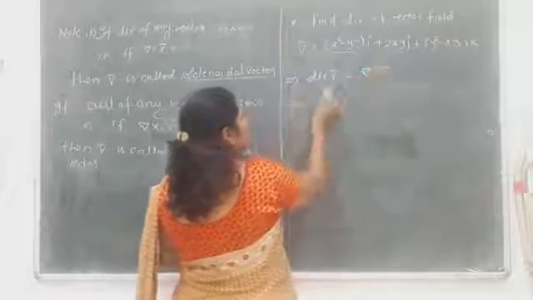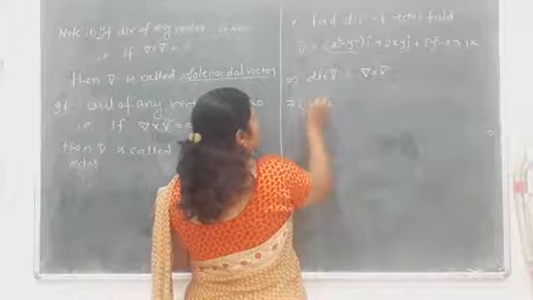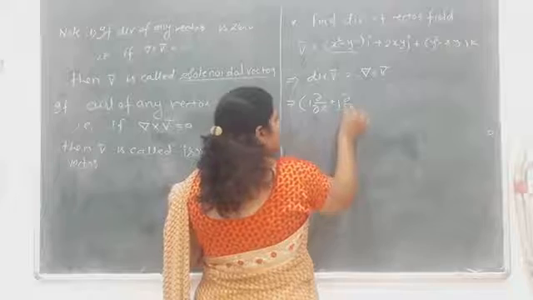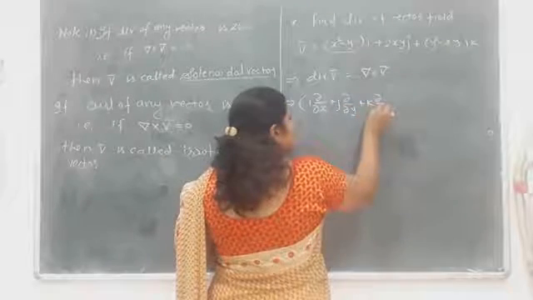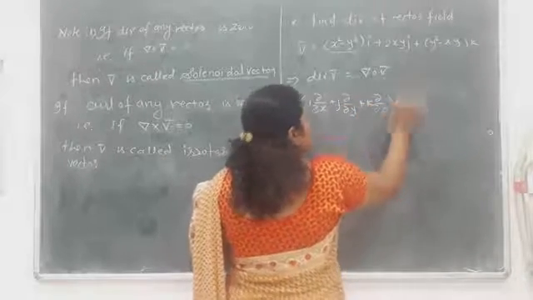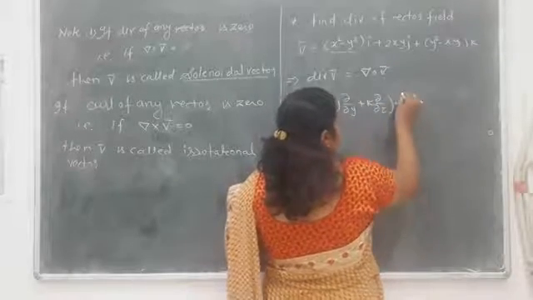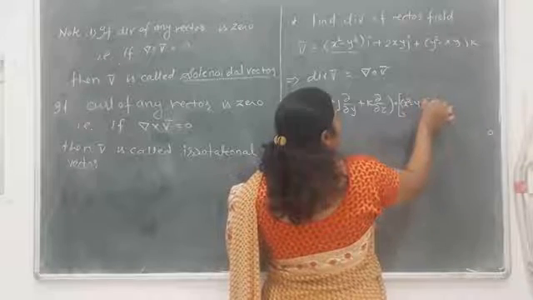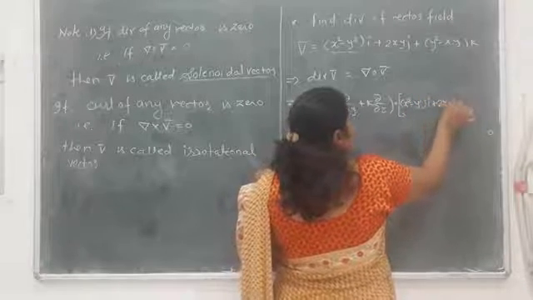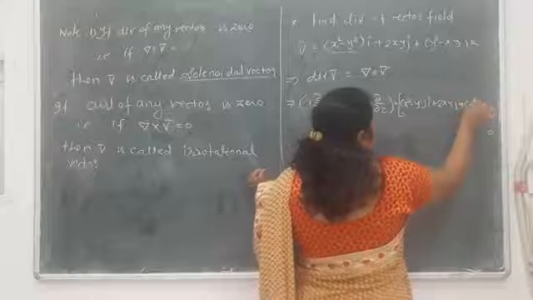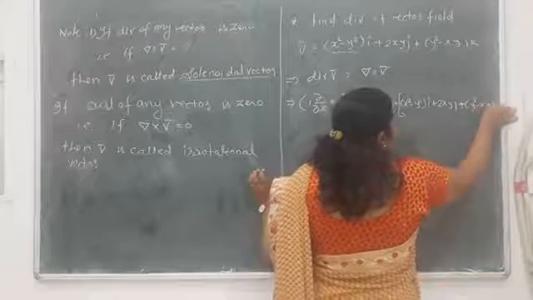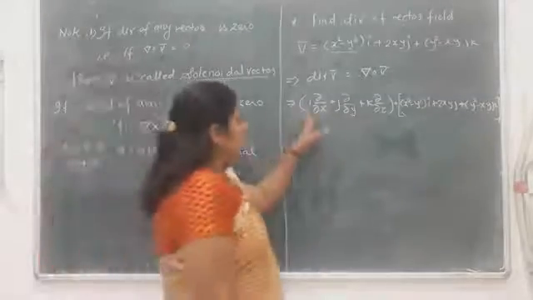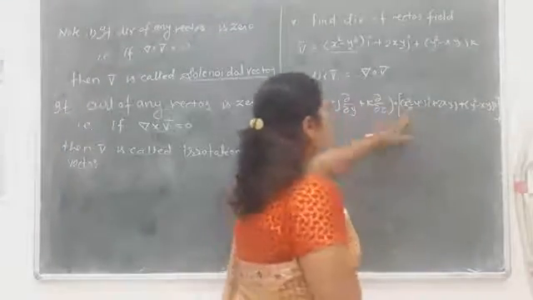Now we put the values of both. So that is i del by del x plus j del by del y plus k del by del z, dot v bar. We put the v bar value here, that is (x square minus y square) i plus 2xy j plus (y square minus xy) k. So we write in this way. Now we know that the dot product of the same unit vector is 1. So i dot i we collect this.